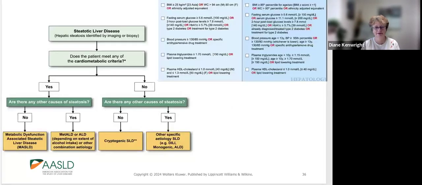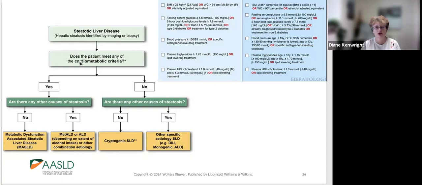Carrying right along here. So we're trying to decide what kind of steatotic liver disease a person has. And the first question is, do they meet any of the cardiometabolic criteria? In other words, could this be metabolic dysfunction associated liver disease? And here are the criteria. So we want someone who is heavier weight, has a high fasting serum glucose, high blood pressure, high triglycerides, low HDL, the good cholesterol, or the equivalent things here.